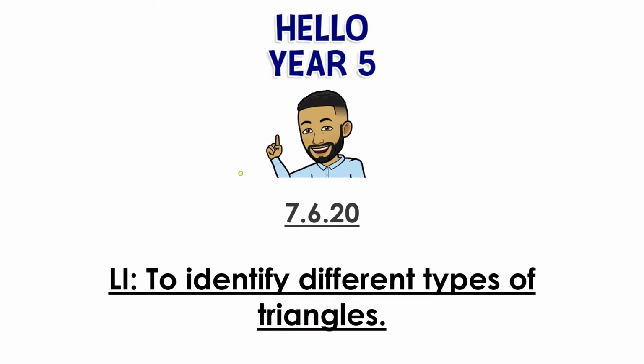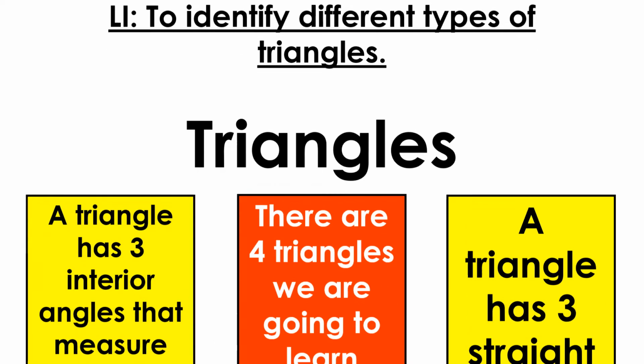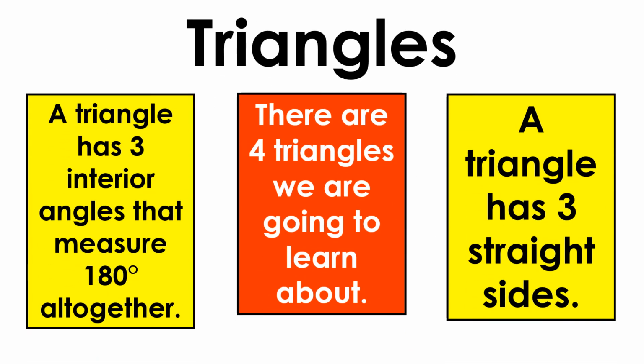Your learning intention today is to identify different types of triangles. So just a quick bit of information about triangles. A triangle has three interior angles that measure 180 degrees altogether.